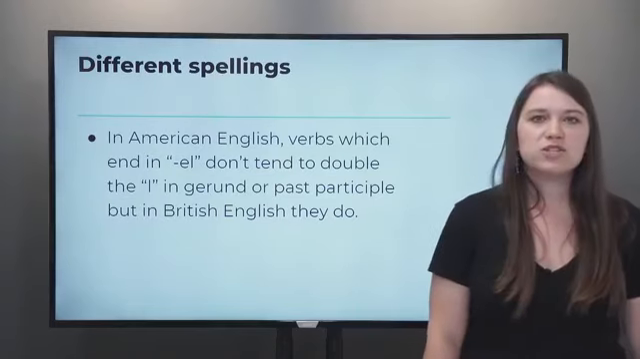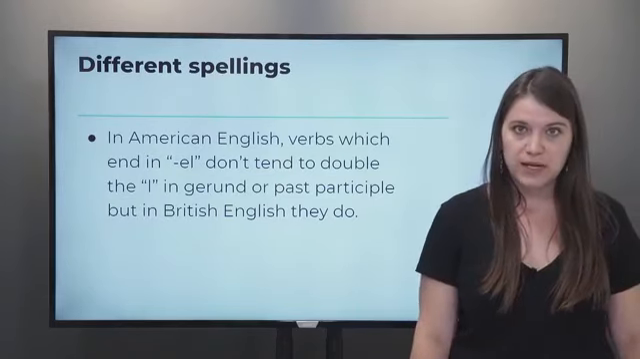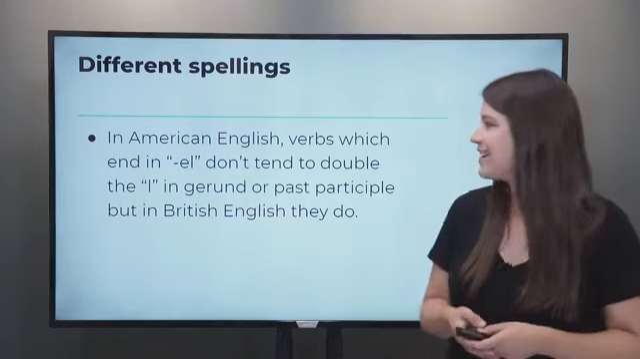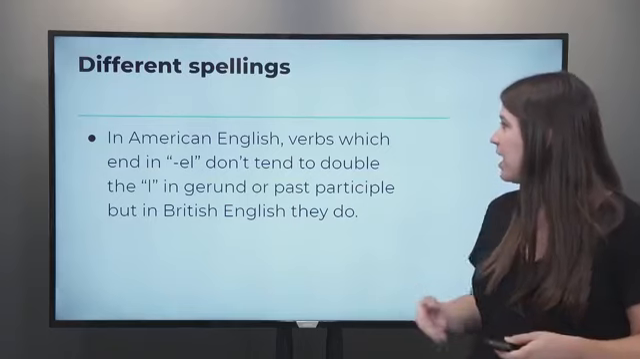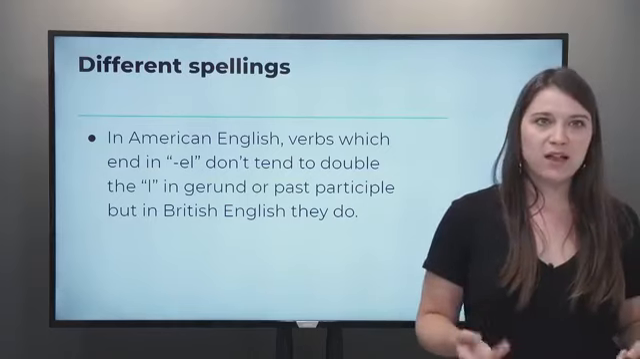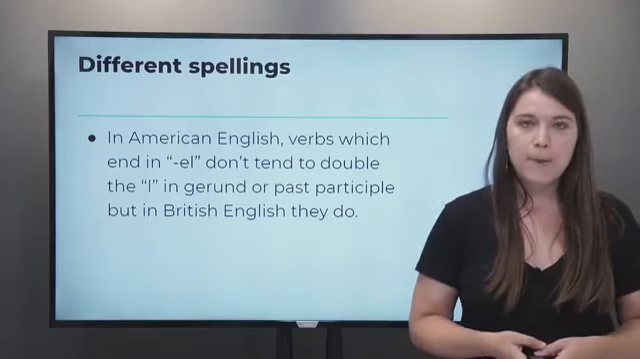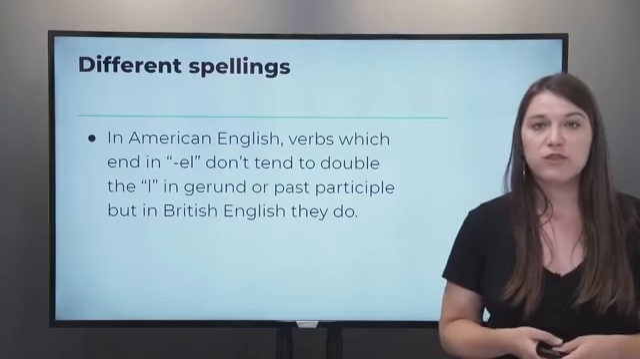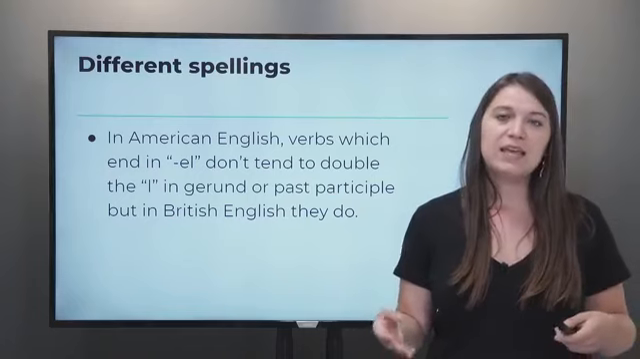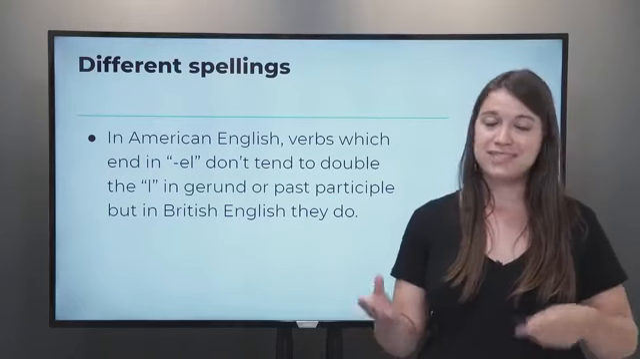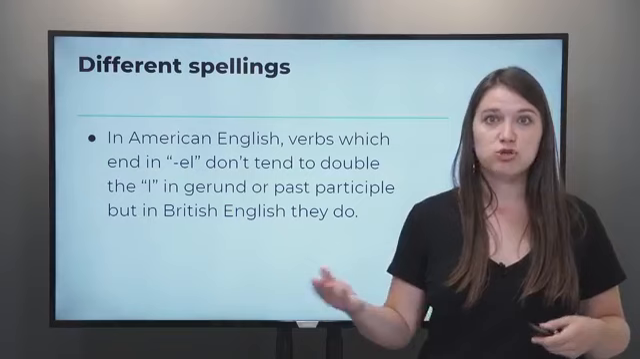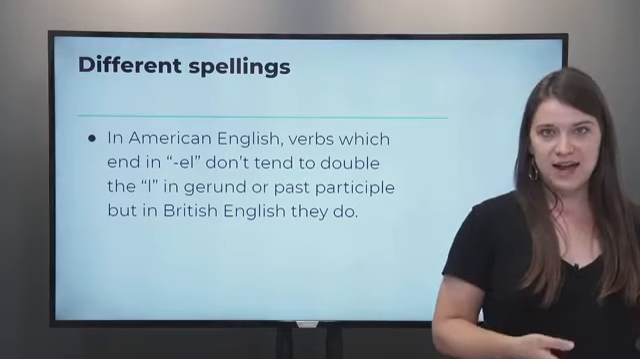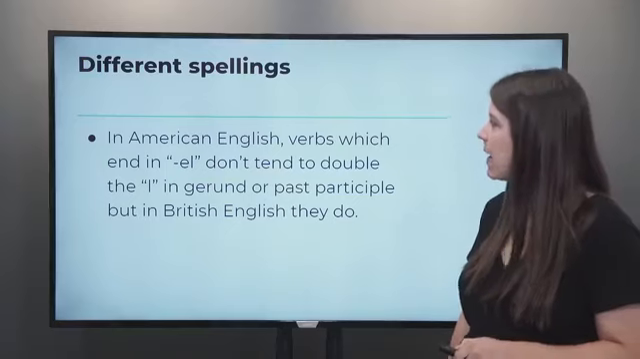All right, now let's look at some spelling differences between American and British English. In American English, verbs that end in EL don't tend to double the L in the gerund form or the past participle as they do in British English. So for example, the verb travel in American English, you would just add an ing to make it a gerund, traveling. In British English, you would double the L and add an ing. Okay, so something to keep in mind.